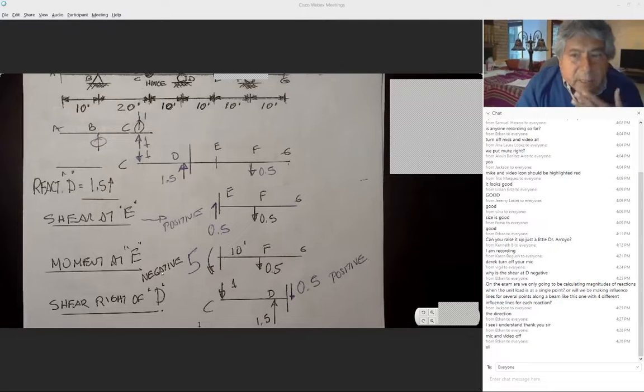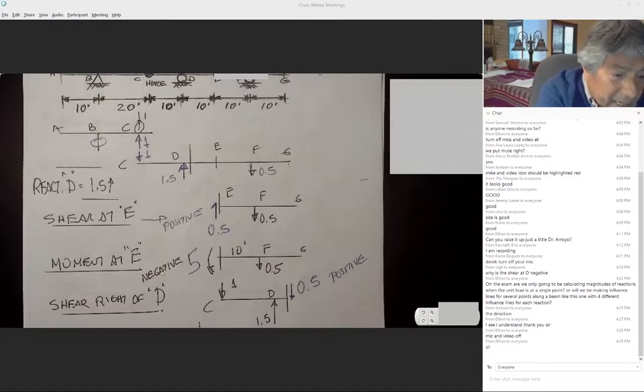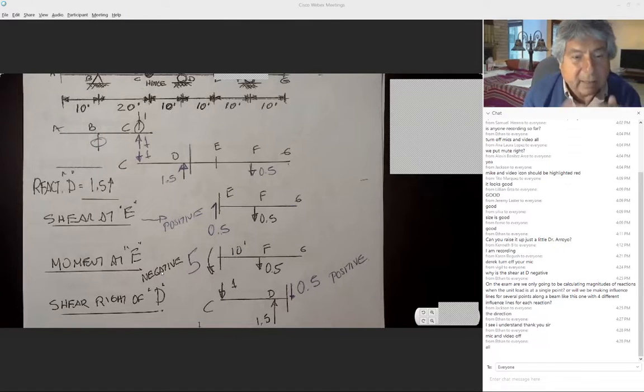And I'm putting a value of negative, because if you bend this free body, the compression is going to be at the bottom. That's why we say negative.